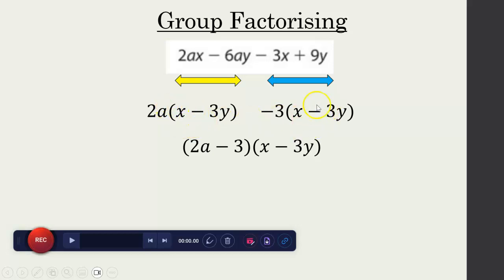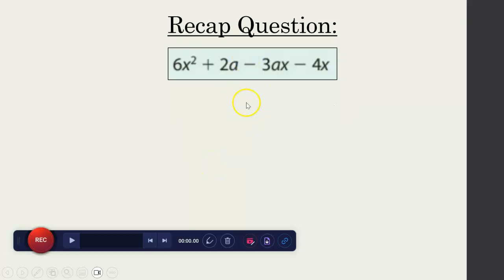So if the bracket and the bracket is the same, I can take out these two bits and put them in their own bracket. So I have 2a minus 3 in its bracket, and then I have bracket x minus 3. Again, the reason we combine it into one bracket is because 2a is multiplying into this bracket, minus 3 is multiplying into the same bracket, so I can just rewrite it like this, and that's it fully factorized. Okay, here's a recap question for you to do.